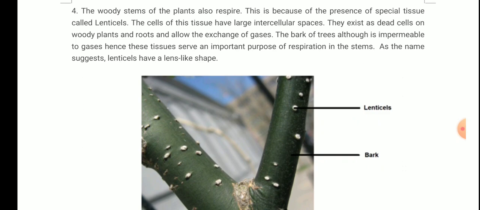Okay. The bark of trees, although, is impermeable to gases, hence these tissues serve an important purpose of respiration in the stems. We all know, because bark is a very hard structure, it is impermeable to gases. So these tissues serve an important purpose of respiration in the stems. And as the name suggests, they have a lens-like shape. Clear, students?